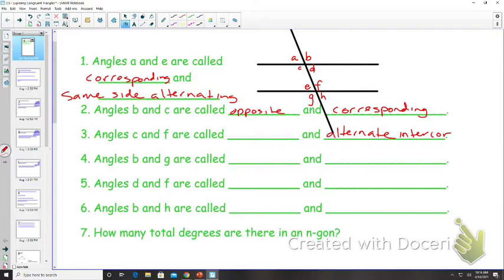But they are on C and F. We're both interior, so it can't be corresponding. So we'll just call that one alternate interior. Okay. B and G are what? Exterior. Alternate exterior. Good.